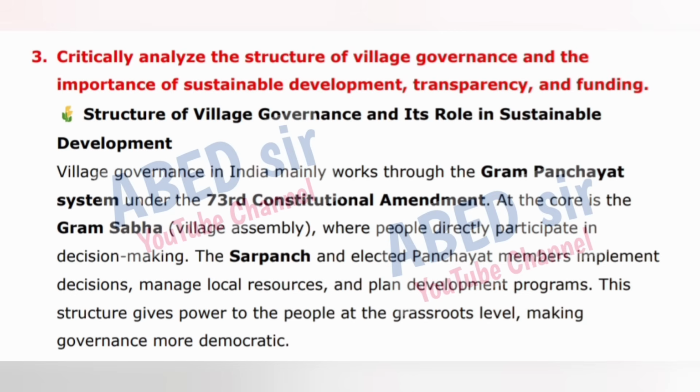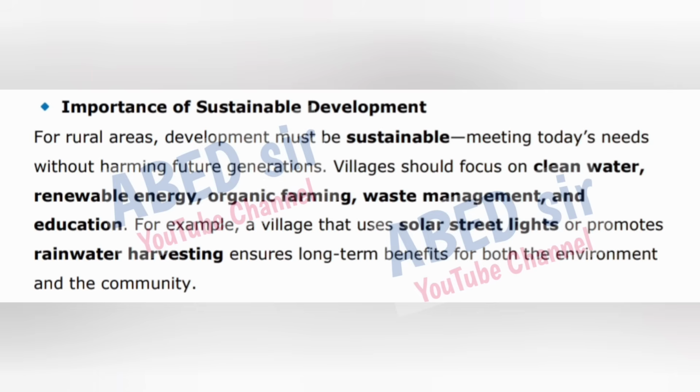At the core is the Gram Sabha, village assembly, where people directly participate in decision-making. The Sarpanch and elected Panchayat members implement decisions, manage local resources, and plan development programs. This structure gives power to the people at the grassroots level, making governance more democratic. Importance of sustainable development. For rural areas, development must be sustainable, meeting today's needs without harming future generations.